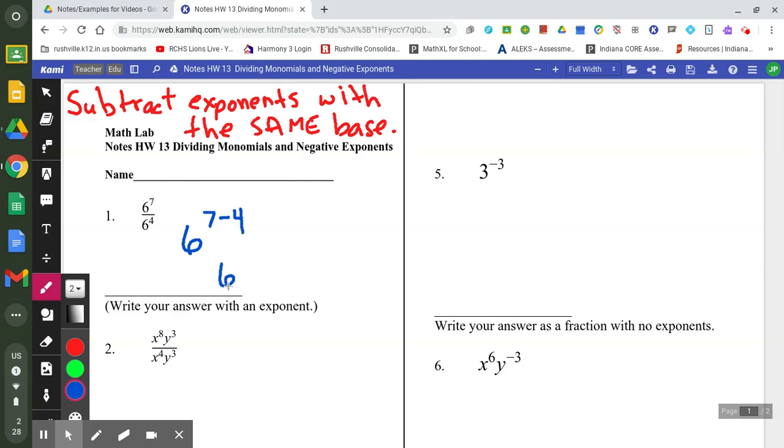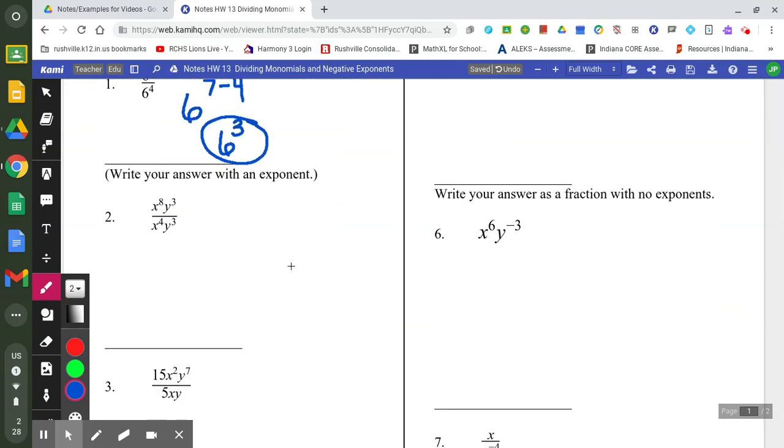And so the directions tell us to write your answer with an exponent, so 6 to the third. We don't actually have to figure out what 6 to the third equals. Then number 2, I have x to the 8th over x to the 4th. So I have the same base of x, and then I subtract the exponents. So top exponent minus bottom exponent.